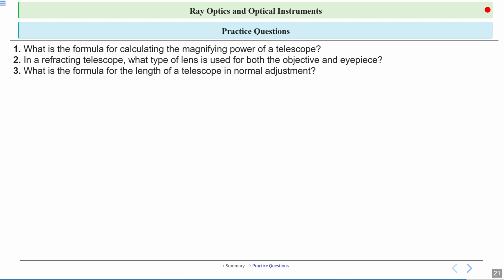Moving on to the next question, we have the formula for the length of a telescope in normal adjustment. This is the sum of the focal lengths of the objective and the eyepiece. Understanding this helps us design telescopes that are both effective and practical in size.